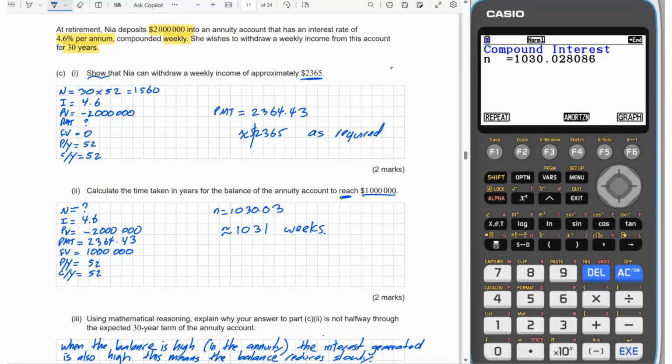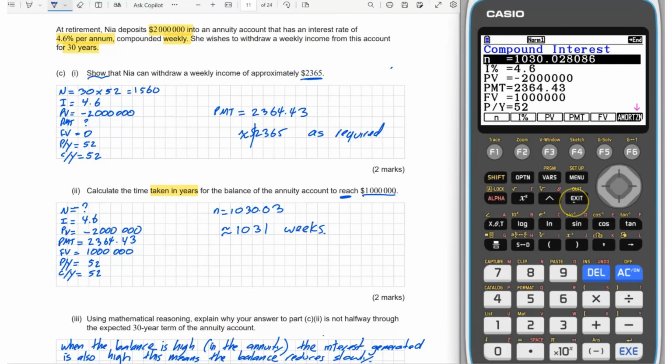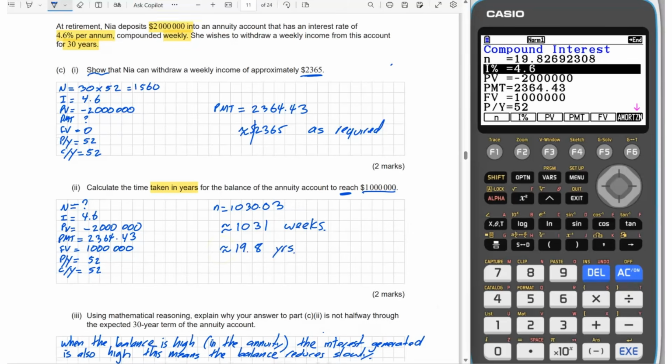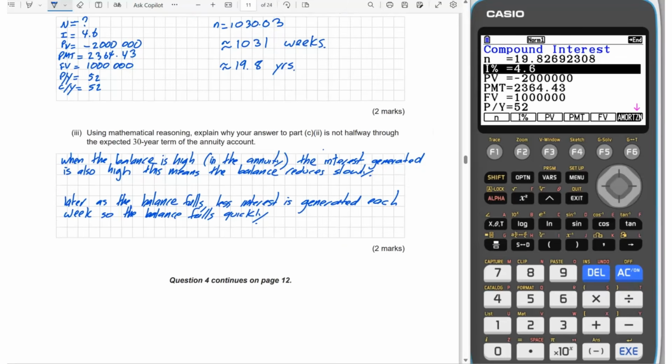And just be careful with the question here, because it does say the time taken in years, so you can't actually leave your answer in weeks. So if we just quickly go back here and we go 1031 and we divide this by 52, it's going to be equal to 19.8 years. Done.